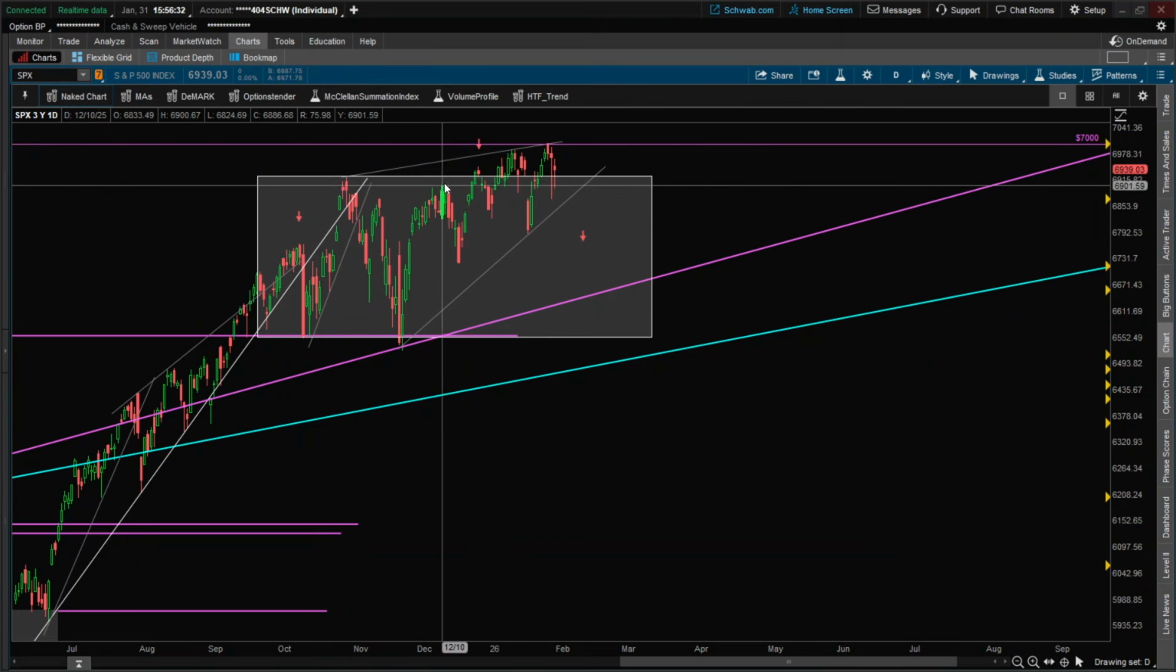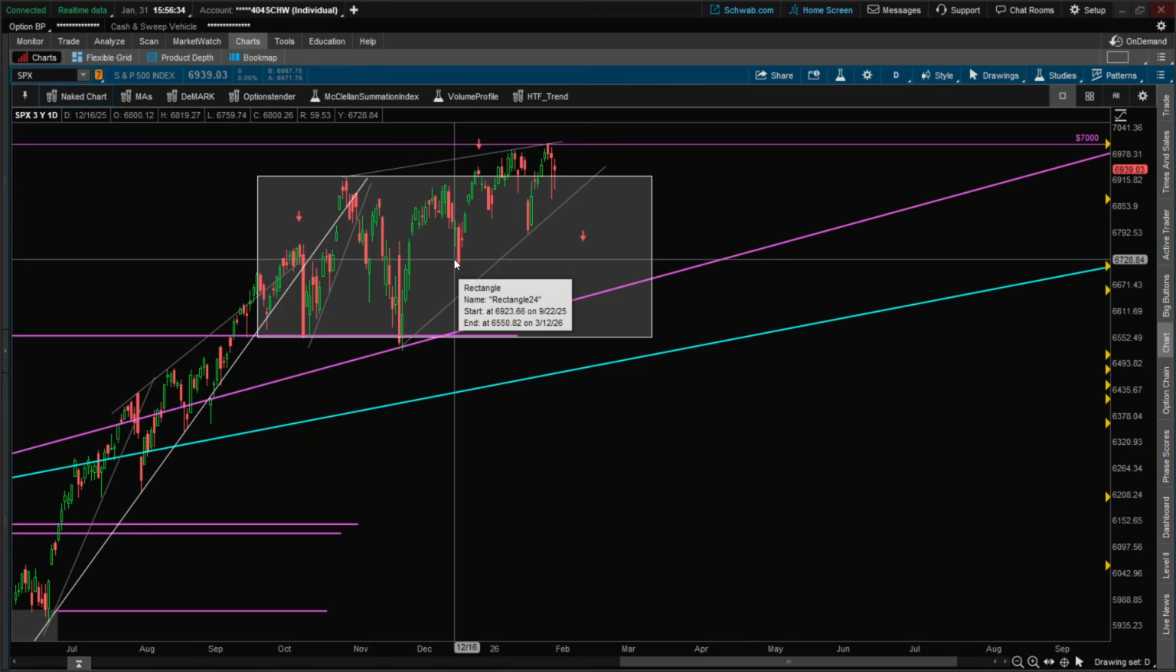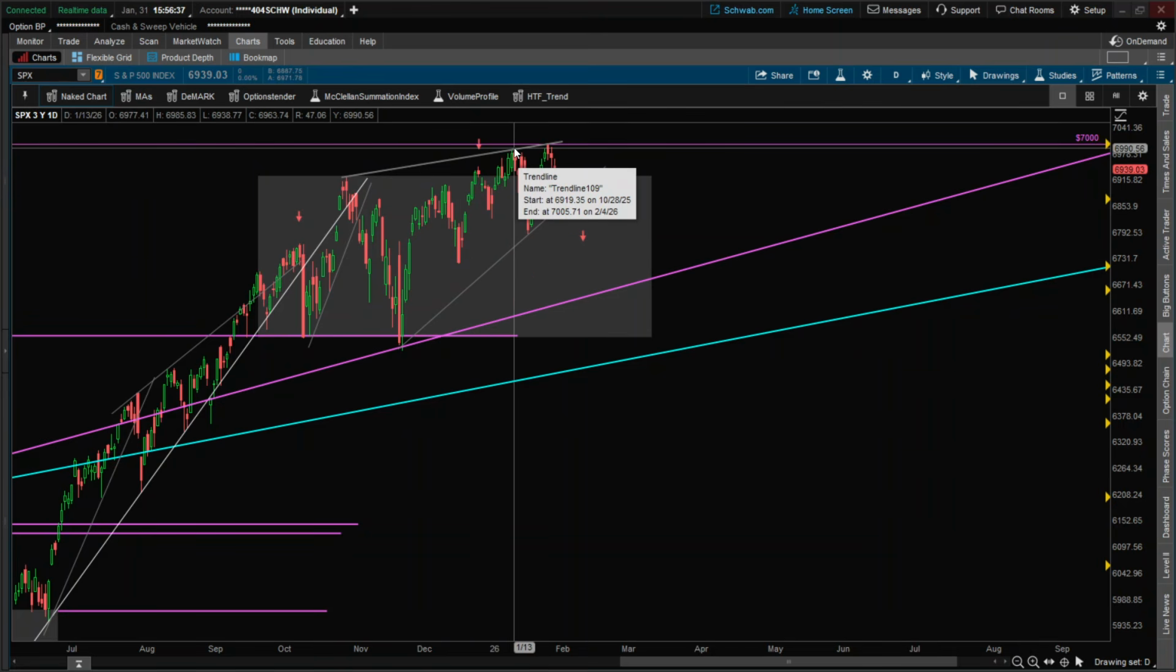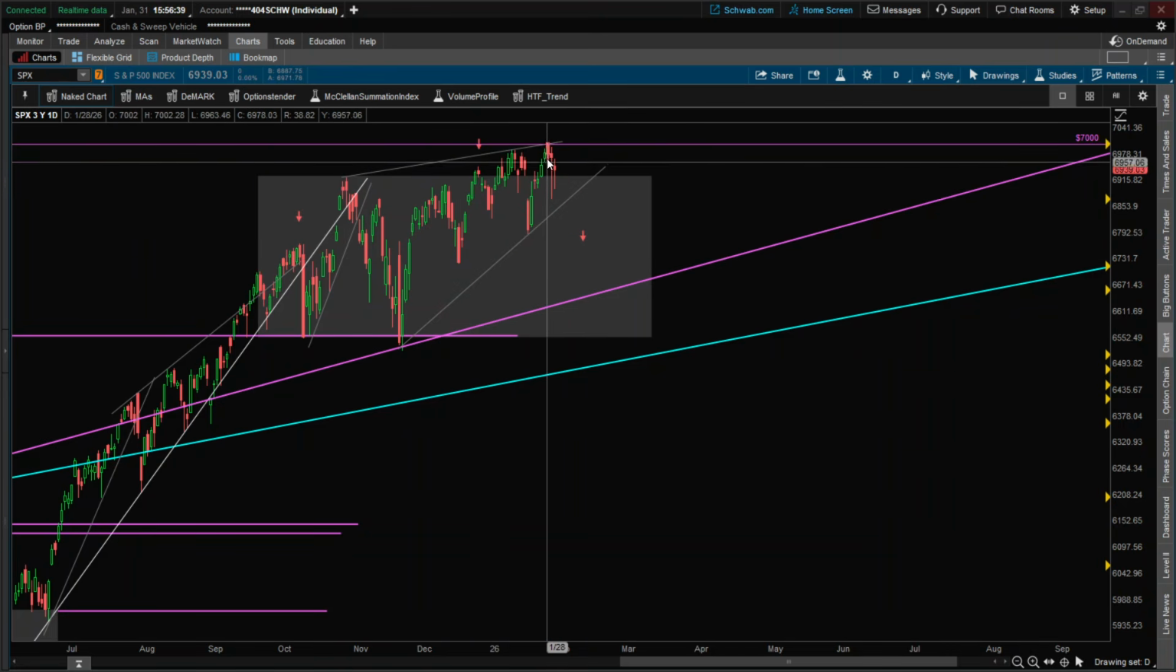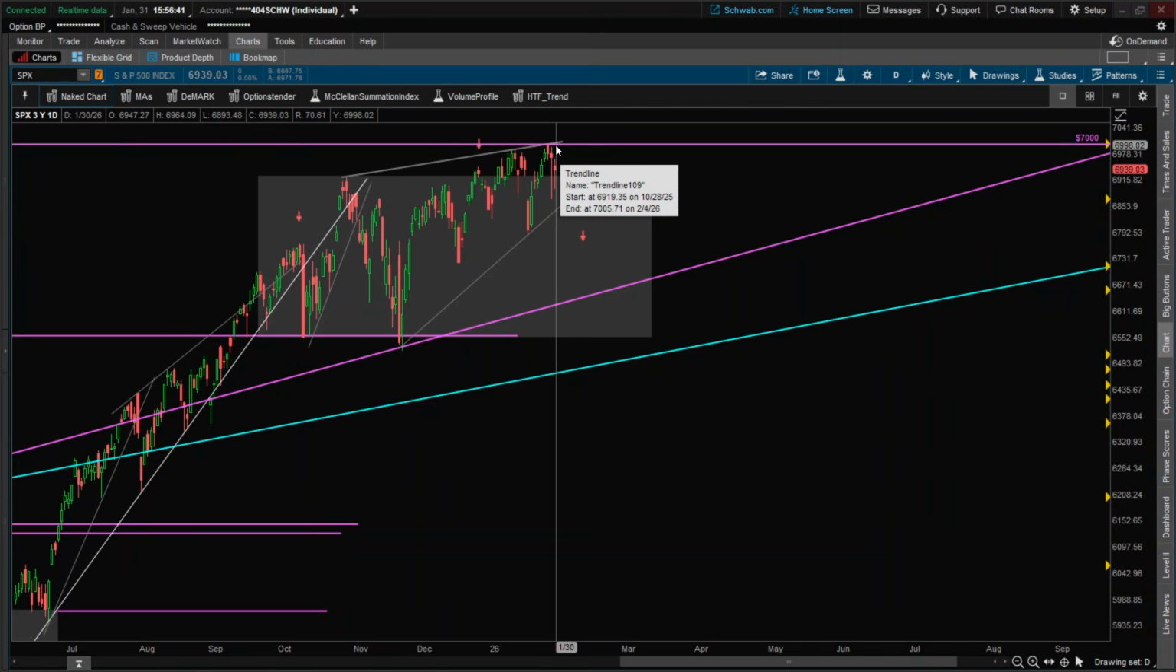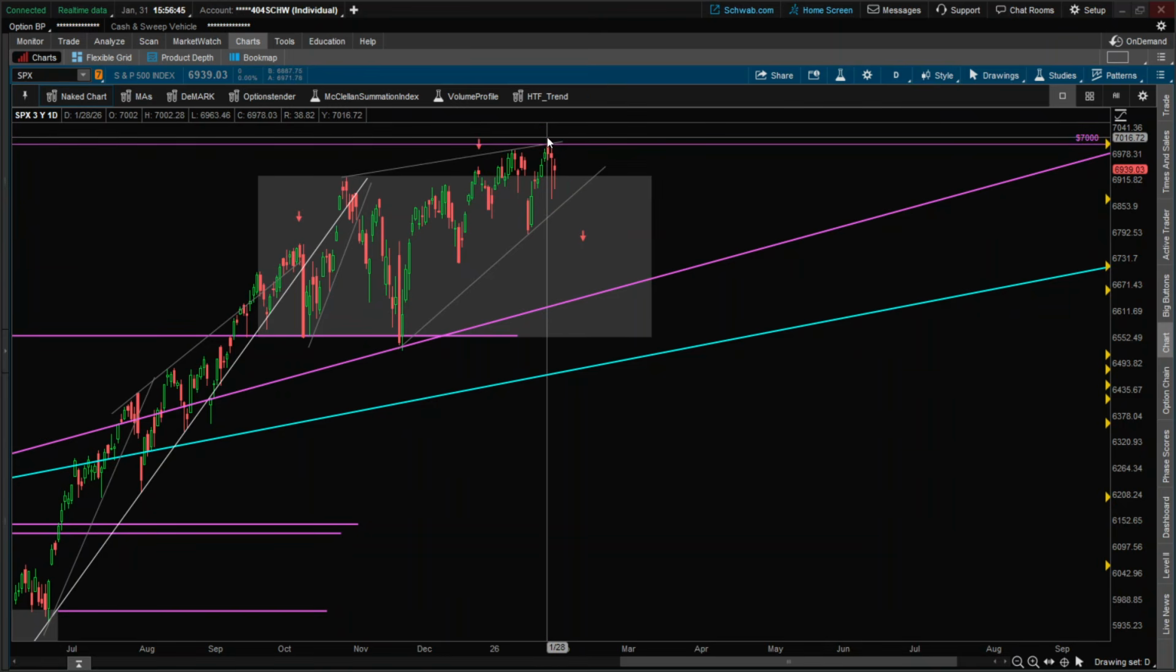So now we have this counted as a 1, 2, and these are all 3 wave moves. 3 was the peak up here, 4, and the unfinished business of 7,000 was finally tagged. Now we have to expect the unexpected.